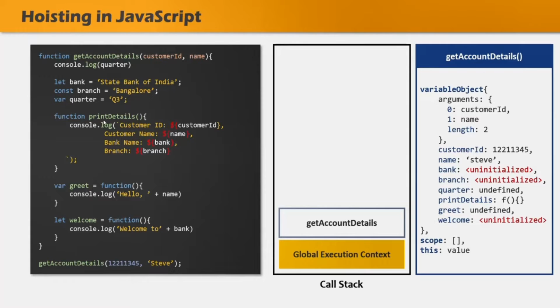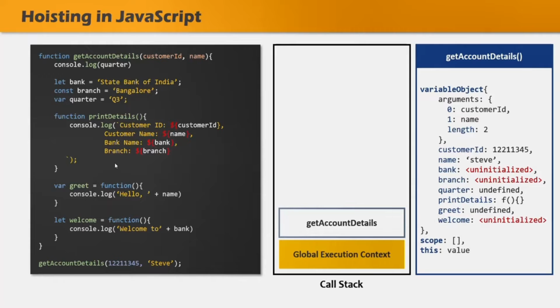Then we are declaring this function called print details. And for declaring this function, we are using function declaration syntax. So with this function name, a property will be created, and that will store a pointer, a reference to this function definition. We know that functions are of reference type, and hence they get stored in the heap memory. So this print details property is going to store a reference to that memory address where that function is stored.